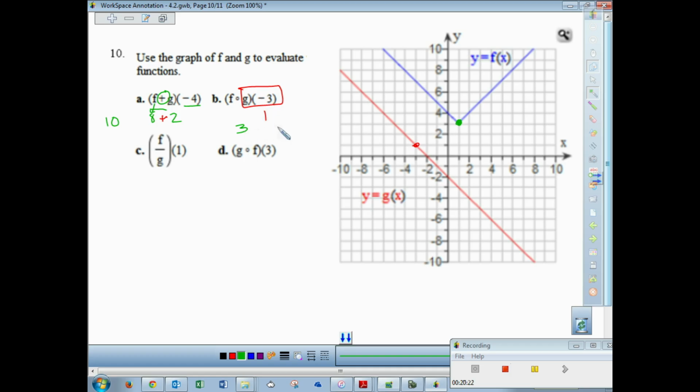You got to figure one out before you can figure the other one out. You take what he spit out and put him into the other guy. Cool? Let's skip down to D real quick, because isn't that another composite guy? Who do you figure out first, G or F?